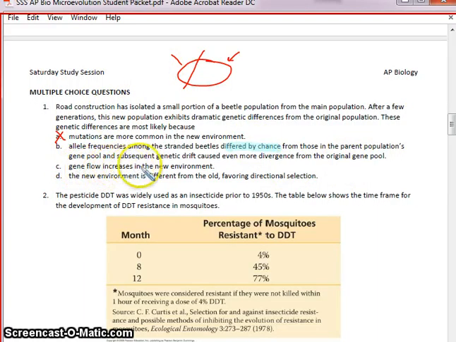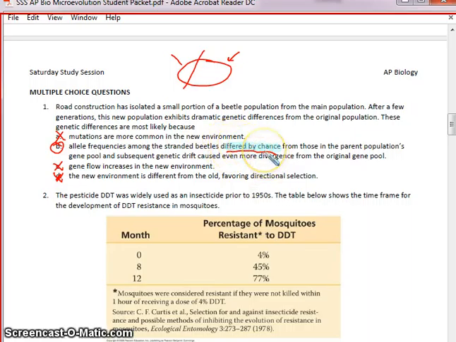Gene flow increases in the new environment. So does it mean we have more individuals coming in or out of this environment versus this one? It doesn't necessarily say that. We're not going to assume that. And then the last one, the new environment is different from the old, favoring directional selection. Again, the question doesn't say anything about this environment being terribly different than this one. So I'm going to cross that one out, and I'm going to go back to this one. Again, the words I like, and we've got to keep this in mind, is that this is by chance. Genetic drift is by chance right here.